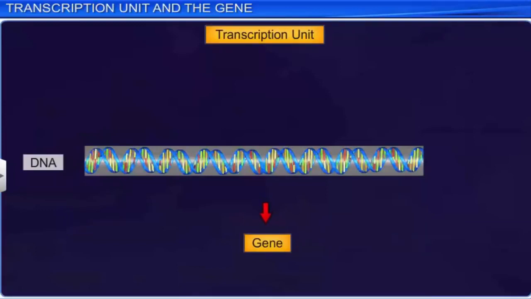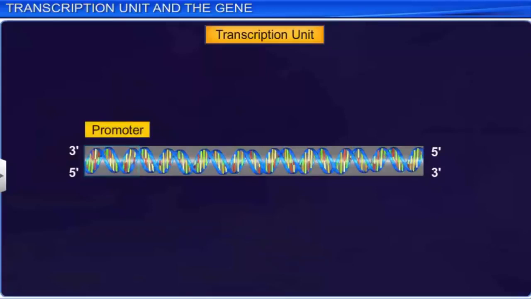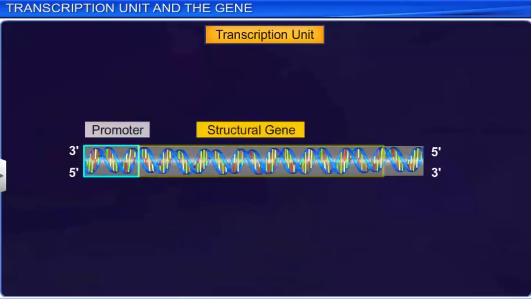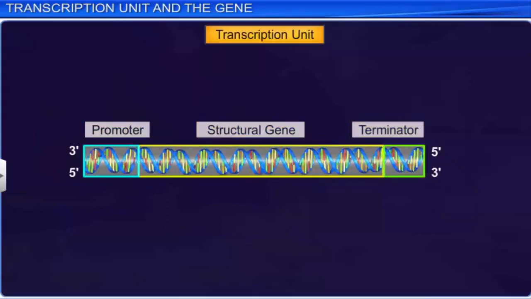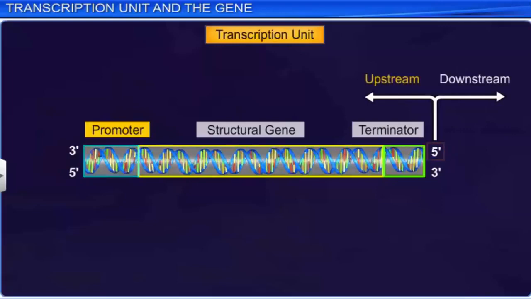Let's understand the transcription unit in detail. It consists of three main regions, namely the promoter, the structural gene, and the terminator. The promoter is the starting point of the transcription process and is present upstream at the 5' end of the structural gene.